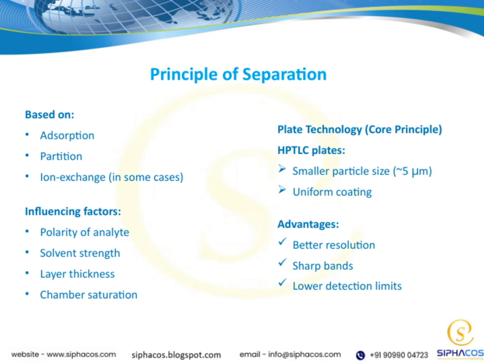Several factors influence how well this separation works. The polarity of the analyte plays a big role. More polar compounds interact differently with the stationary phase. Solvent strength affects how substances move through the system. The thickness of the layer also matters. A thicker layer can change separation efficiency. Lastly, chamber saturation is crucial. It ensures the environment is consistent, which helps in achieving reproducible results. By understanding these core principles and factors, we can optimize the technique for various analytical needs.